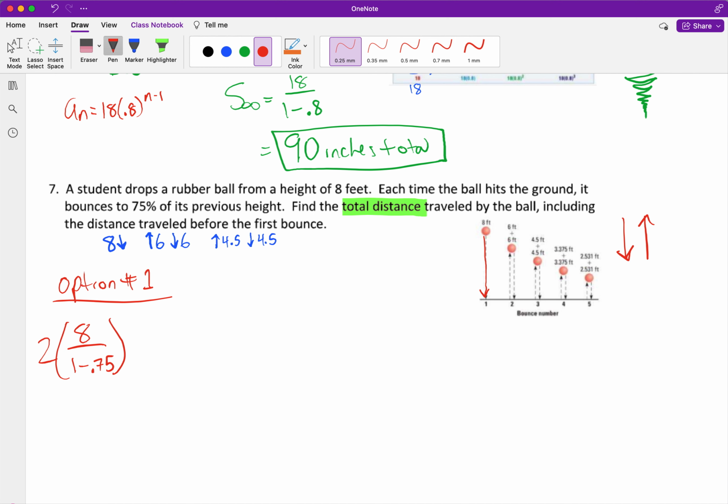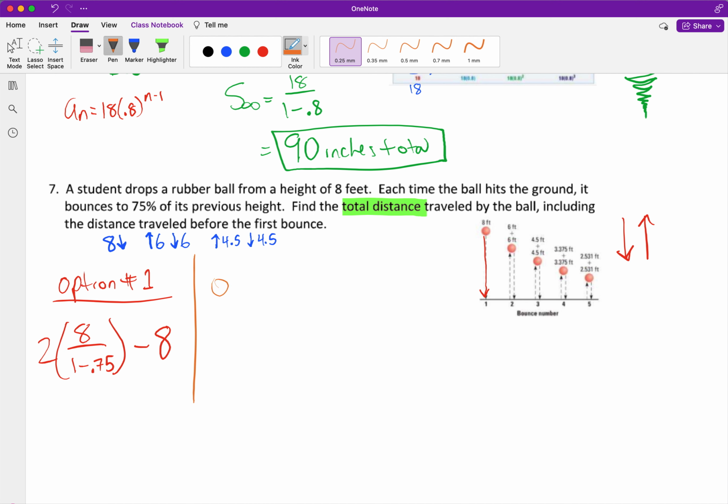So what I can do is just say, well, I'm going to subtract that 8 because I doubled it. But I didn't mean to double the first one. I don't want to double the first one. I want to double every other one after this. All right? So we have the infinite sum of just 8 times 0.75 to the n minus 1. If we were using that as our formula, that gives us our numbers. We're multiplying it by 2 because we're bouncing up and down. And then I'm subtracting the first one because it only goes down. It doesn't bounce up because we dropped it. That's option 1. All right?